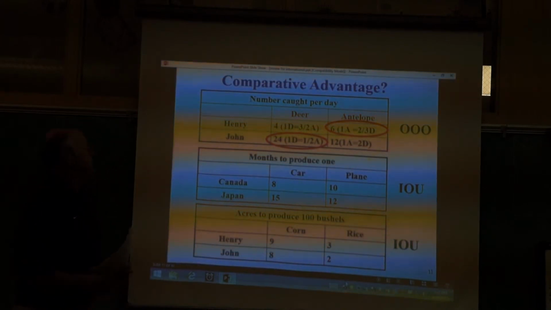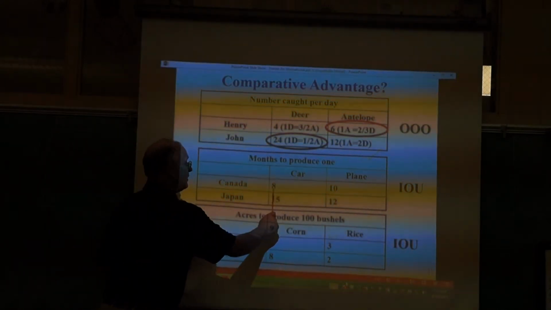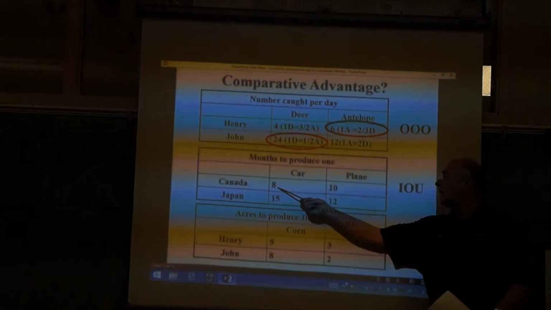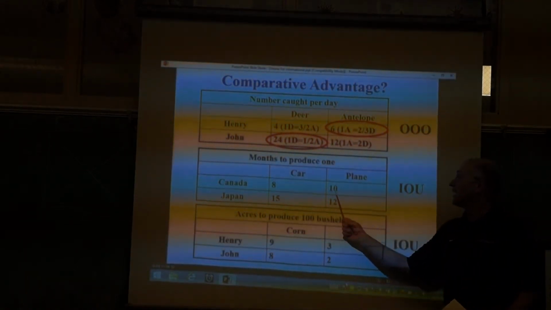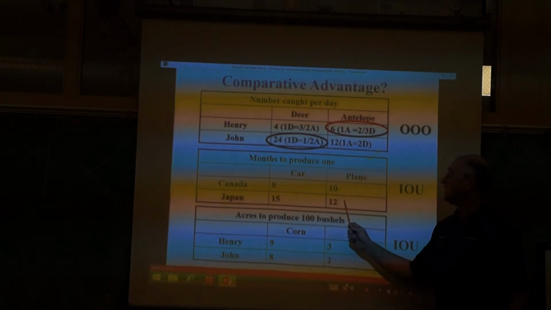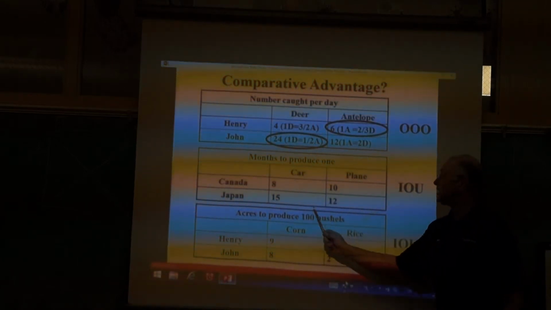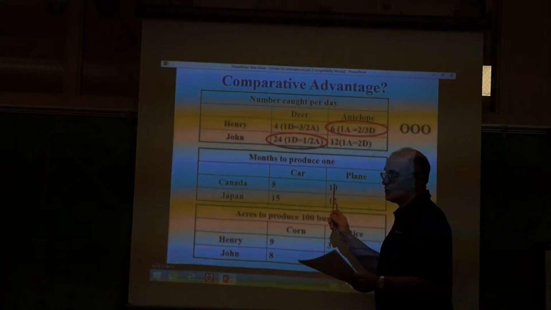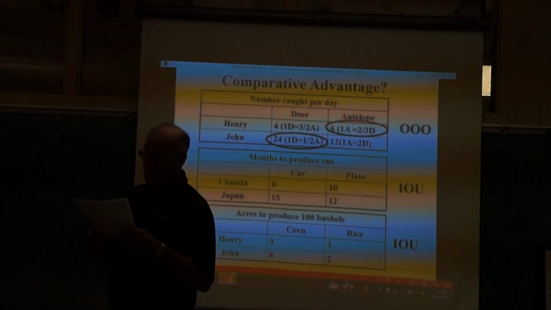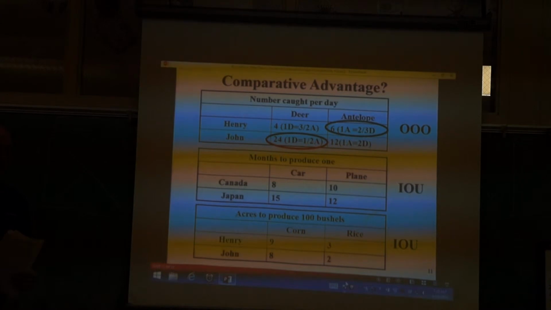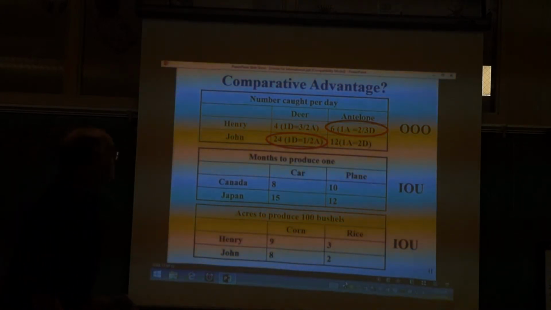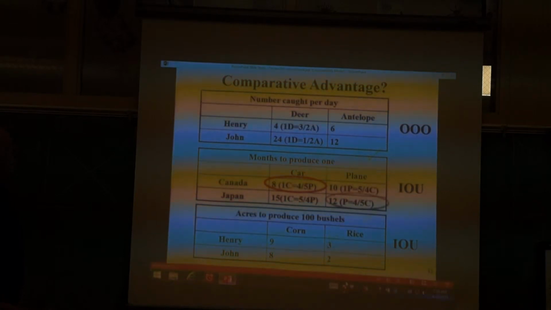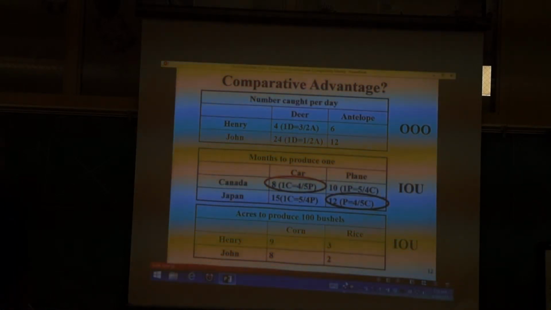Okay? So here I'm looking for cars. Cars are 8. So I take the other, planes. 8 under 10 is smaller than 15 over 12, because I took the 12 and I put it under 15. So there, Canada has the comparative advantage in cars, and Japan has it in planes.